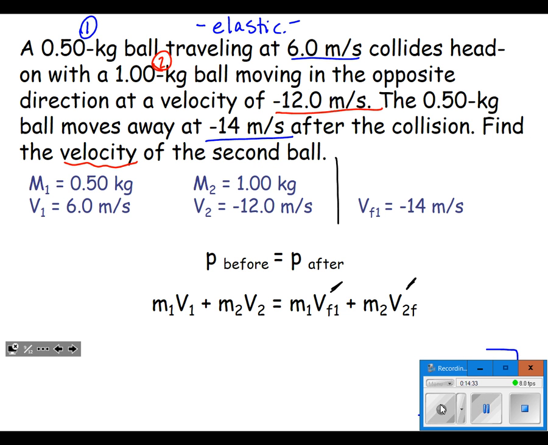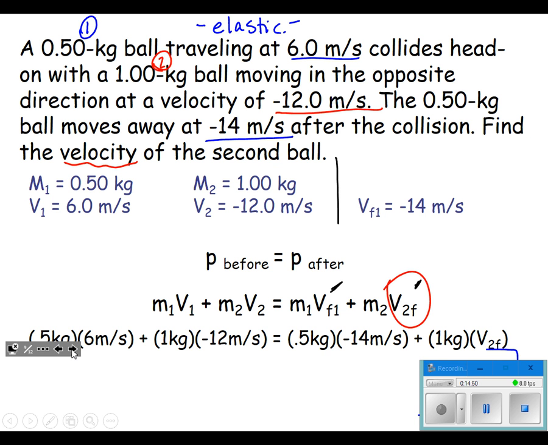So we're trying to find this value right here. It's our unknown, okay? So we're trying to find the V2 prime. So we could plug in all our numbers. And when we do that, it looks something like this. We have our 0.5 times 6 plus our 1 times negative 12 equals 0.5 times negative 14 plus 1 times V2 prime.